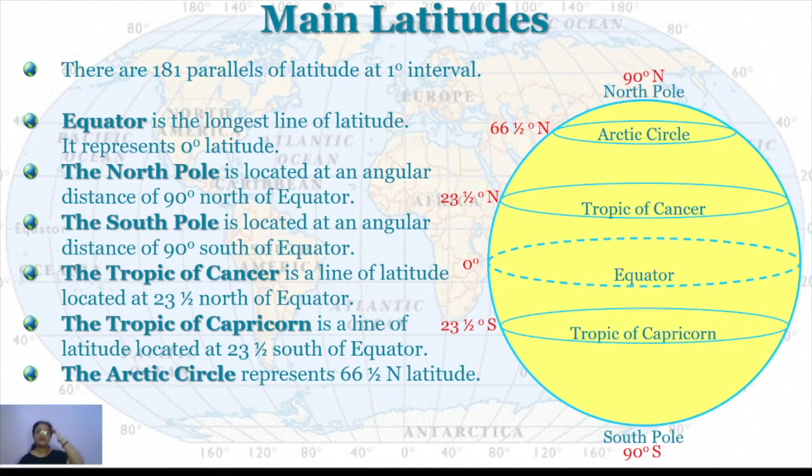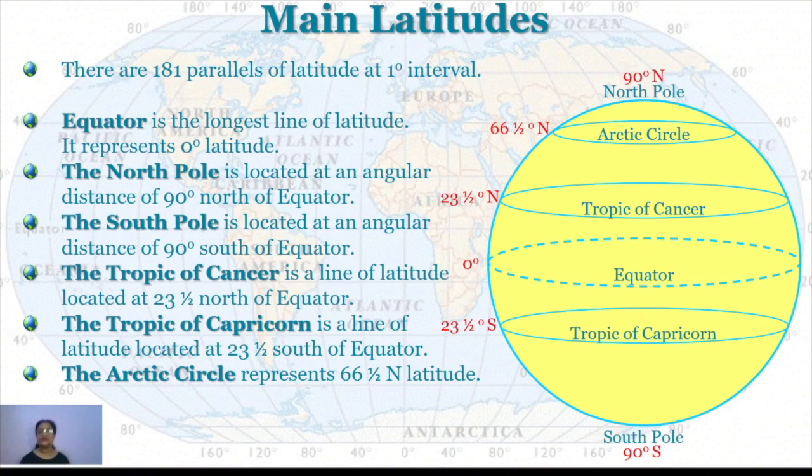Now let's talk about the important latitudes. First of all, the equator. The equator is the longest line of latitude, and it is 0 degree latitude, which divides the earth into two equal halves. Next are the two poles, the North Pole and the South Pole. That means 90 degrees north and 90 degrees south. These two are the points which are called the 90 degrees north and south latitudes.